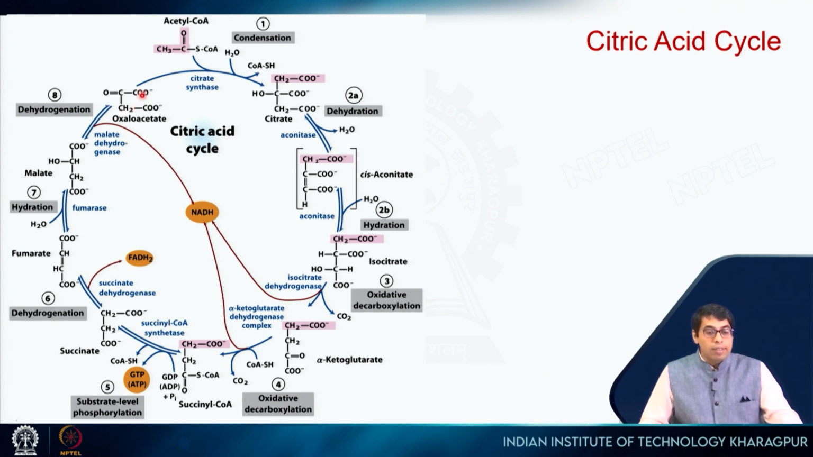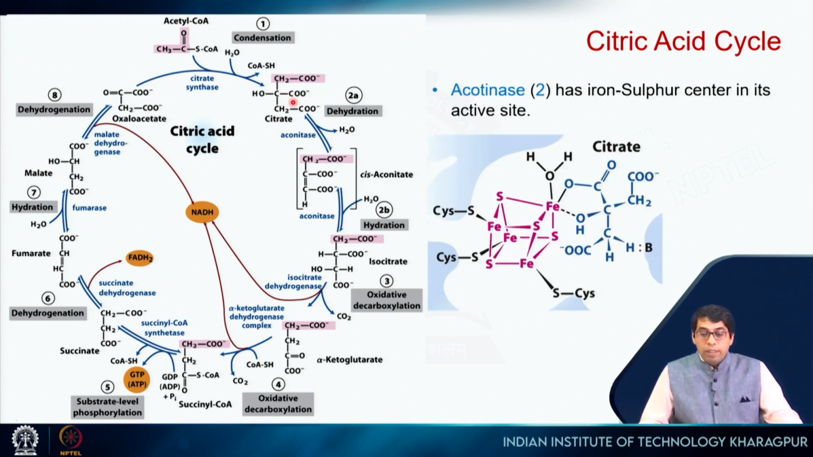This condensation reaction is catalyzed by citrate synthase, resulting in the formation of citrate. So, this is citric acid, and the coenzyme A is regenerated. So, this can again go back to the previous step to form more acetyl coenzyme A. So, it is recycled. After the first step, we have citrate. Citrate will be converted to isocitrate by the enzyme aconitase.